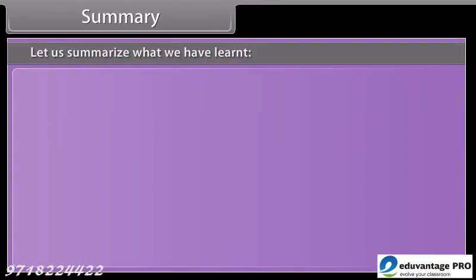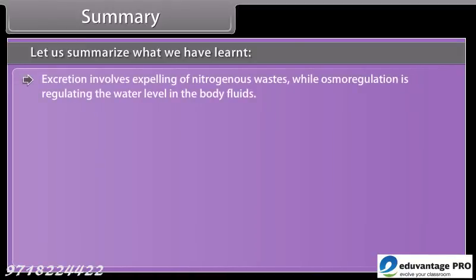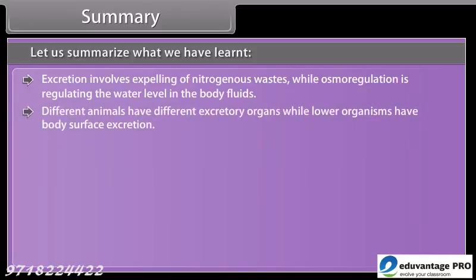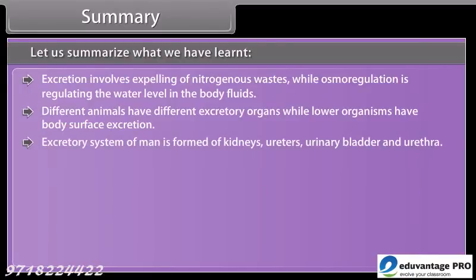Summary. Let us summarize what we have learned. Excretion involves expelling of nitrogenous wastes, while osmoregulation is regulating the water level in the body fluids. Different animals have different excretory organs, while lower organisms have body surface excretion. Excretory system of man is formed of kidneys, ureters, urinary bladder, and urethra.